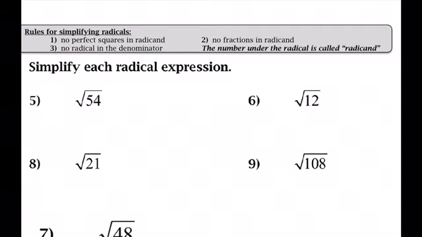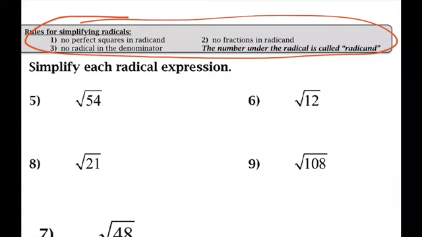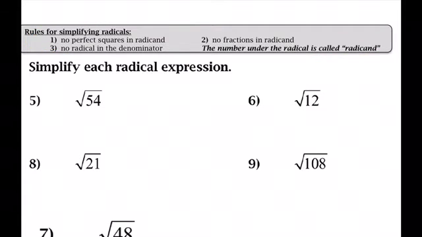Okay, the main idea of what we're doing today is simplifying a radical expression, and there are some rules that we have to follow when we simplify a radical. For a radical to be truly simplified, there can be no perfect squares in the radicand. The radicand, by the way, is the number underneath the radical. So if you have square root 2, 2 is the radicand.